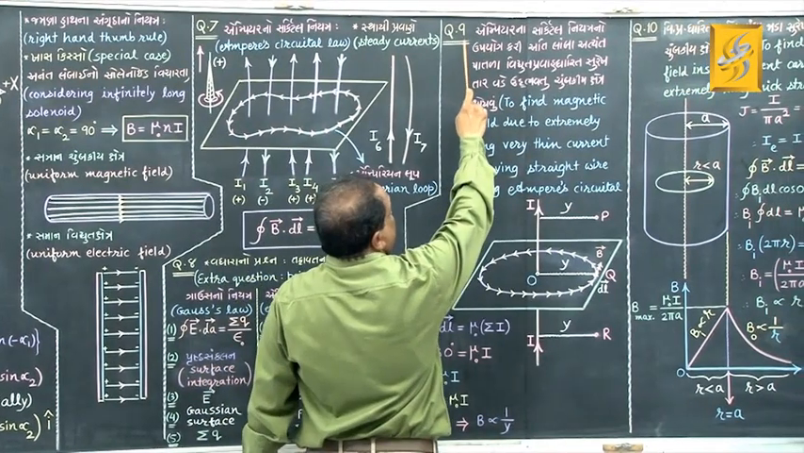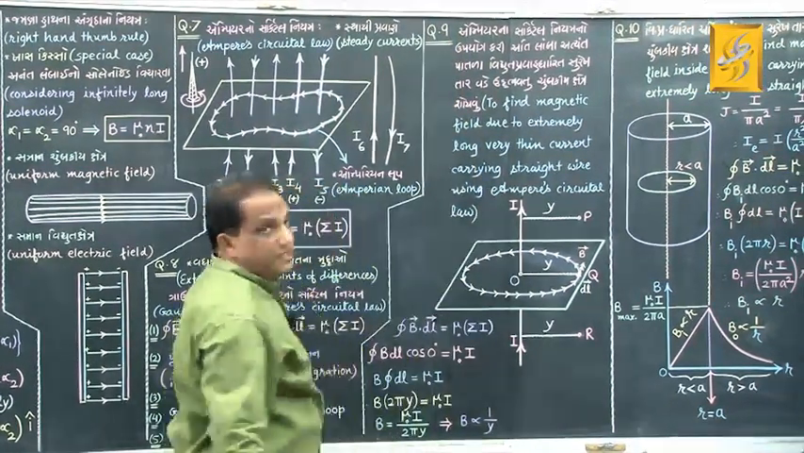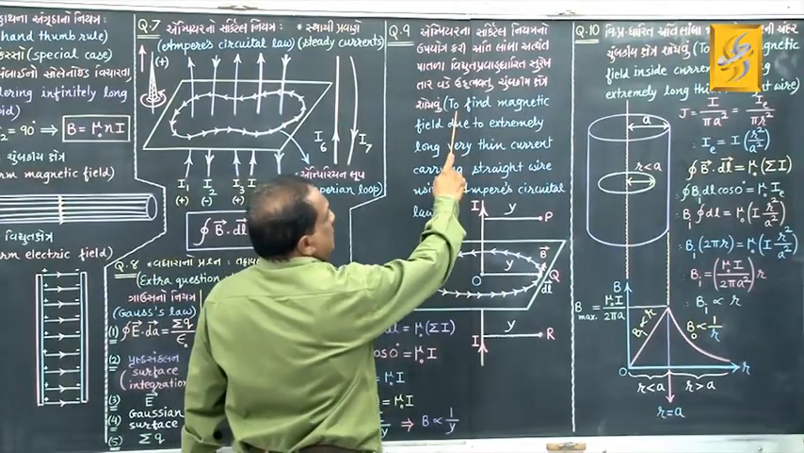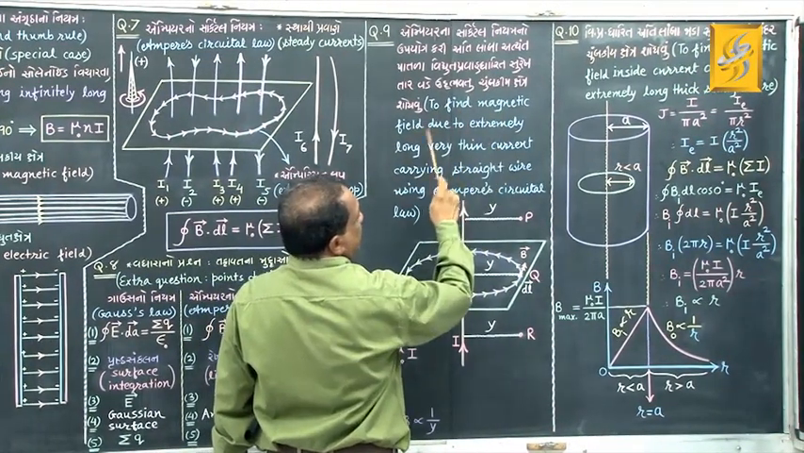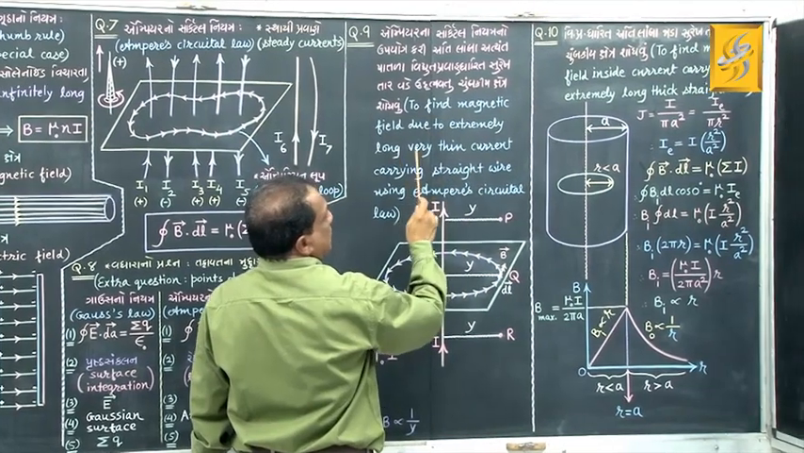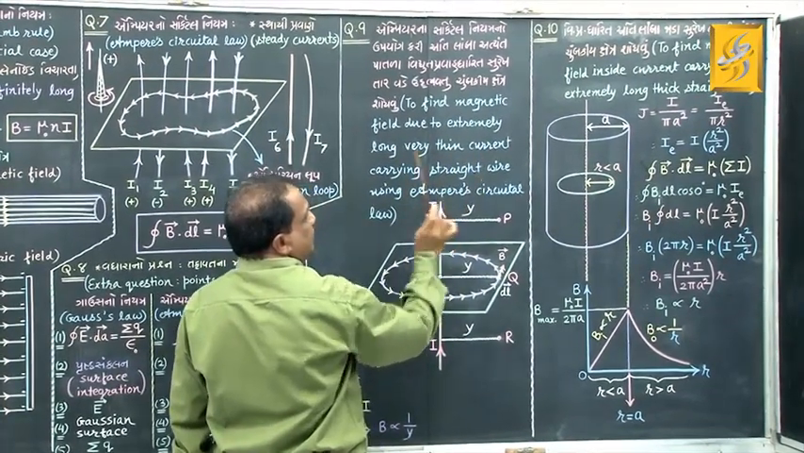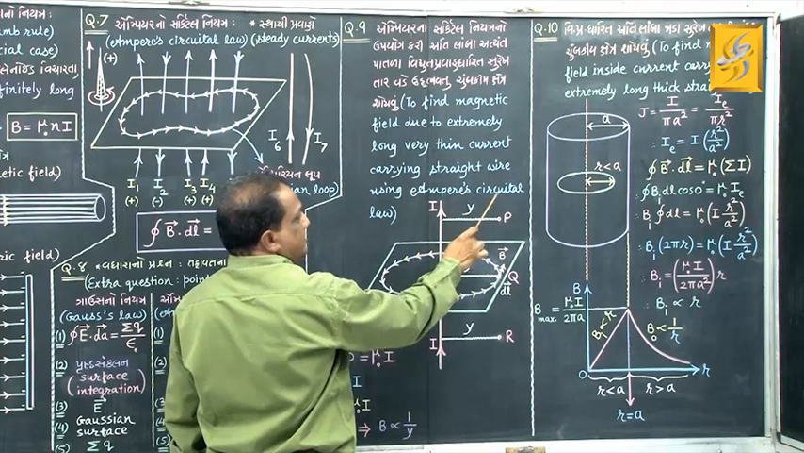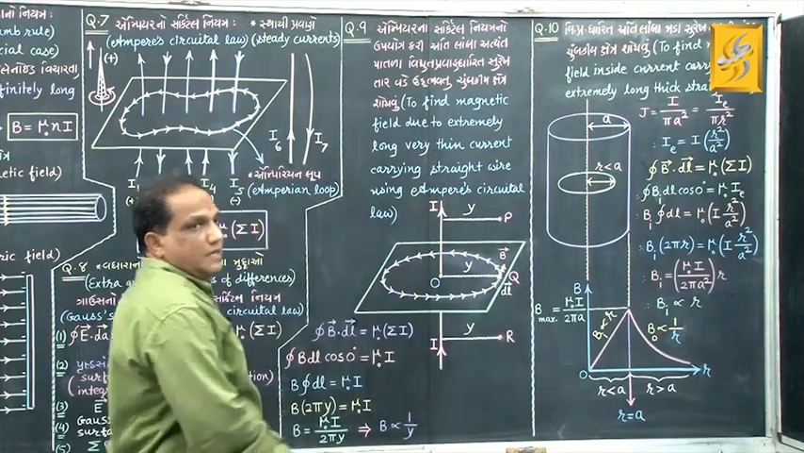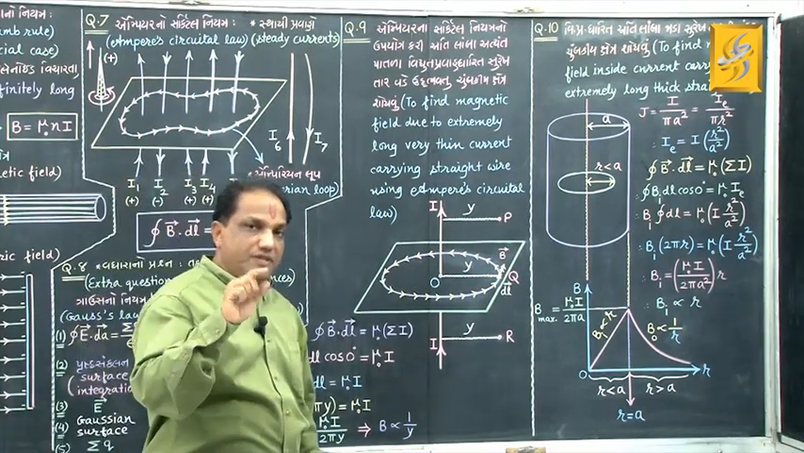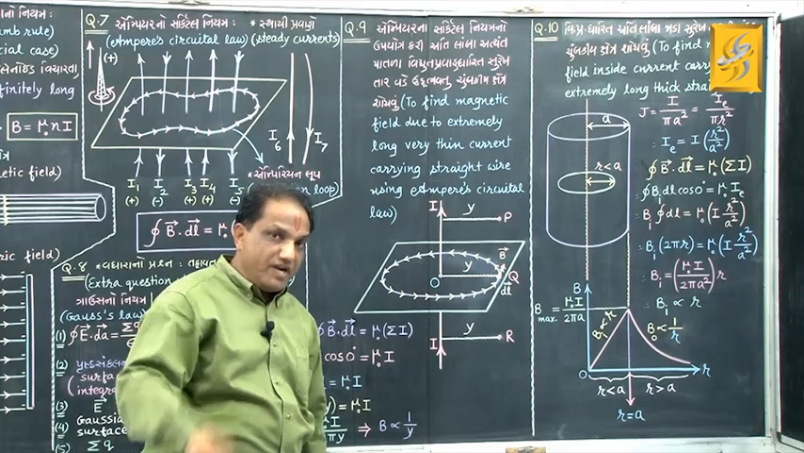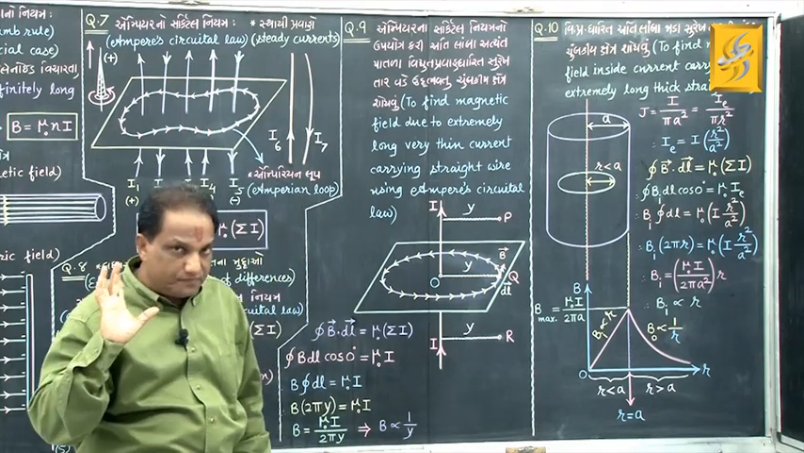Now we go for question number 9. What is it? Look, to find magnetic field due to an extremely long, very thin current carrying straight wire using Ampere's circuital law. My dears, if you remember, in the beginning of this chapter we had studied Biot-Savart law.